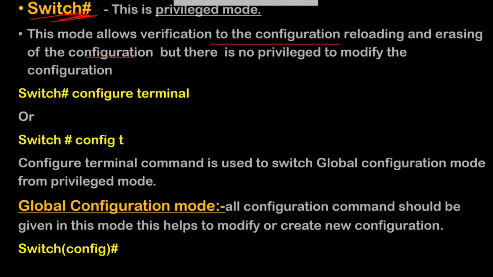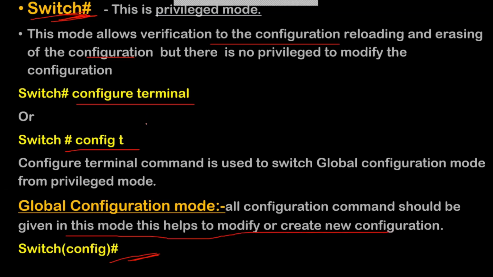If you want to change or modify, you have to go to the next mode. To go to the next mode, type the command configure terminal, or in short config t. Then you will get the mode switch(config)#. On this mode, you can change any configuration; all configuration commands can be given here. This helps to modify or create new configuration. So you have to understand these three modes. Let me know if anyone has any doubt on these modes. Only three modes you have to remember.